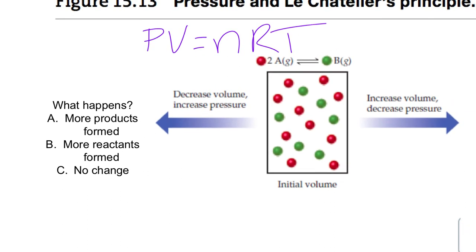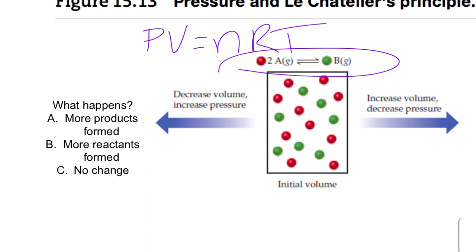I'm out of battery on my pencil. So if we decrease the volume and increase the pressure, what's going to happen? Are we going to form more products or more reactants? Well, it actually depends on the amount of reactants and products in the gas phase. So if we look at our equilibrium, we have 2A in equilibrium with B.